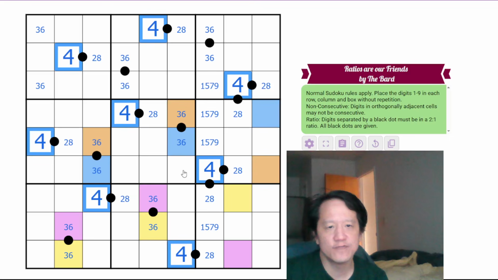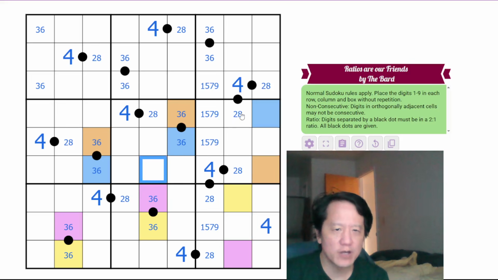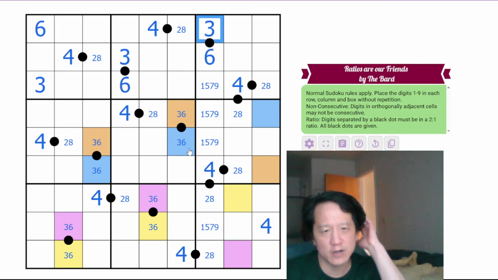Do we have all the 4s available? We have 8 4s. We know where the last 4 has to be. It has to be here. Do we have 4 next to one of these 3 and 6s? Yes, we have it here. So this cannot be 3 because no orthogonally adjacent cells, which means cells that share an edge, may be consecutive. So this is 6, that's 3. 6 eliminates 6 here, so that's 3 and 6 there. 3 eliminates 3 here, so that's 6 and 3 there.